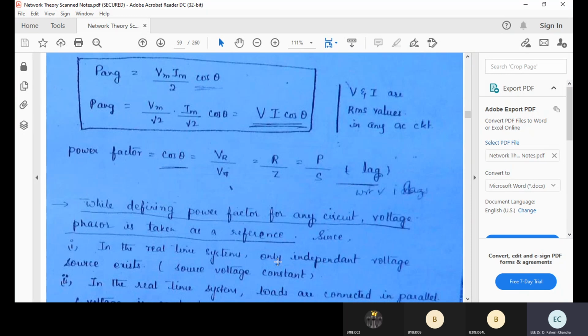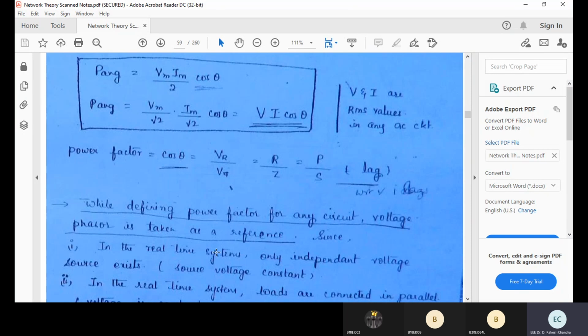Let's take, instead of series RL circuit and RC circuit, an RLC circuit. In the case of an RLC circuit, whether it is leading or lagging power factor, what about your Z? Z is equal to R plus j into XL minus XC. What is your tan theta in that case? What is cos theta in that case? Theta is equal to tan inverse of XL minus XC by R. If XC dominates, it has leading power factor. If XL dominates, it has lagging power factor.